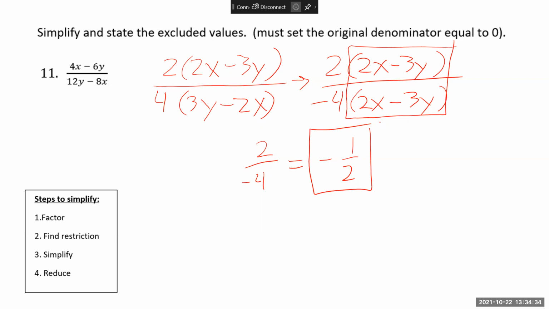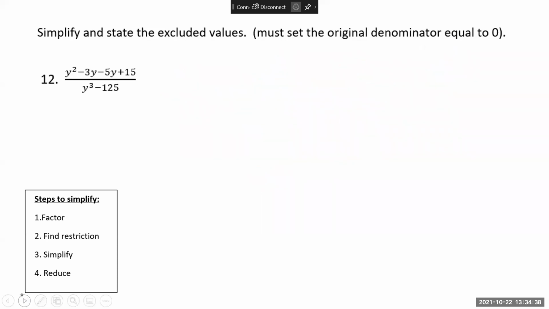Let's do one more now. Last one. This is the hardest it's going to get of this type. The top is set up for factoring by grouping. It's got 4 terms. So I look at the first 2 and say, well, they share a y, leaving me with a y minus 3 after I factor that y out.